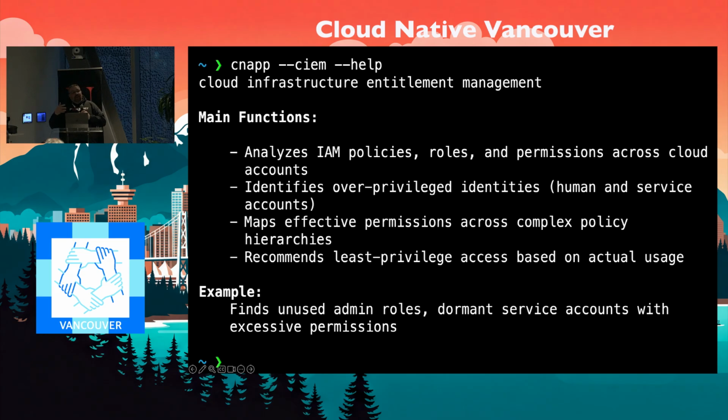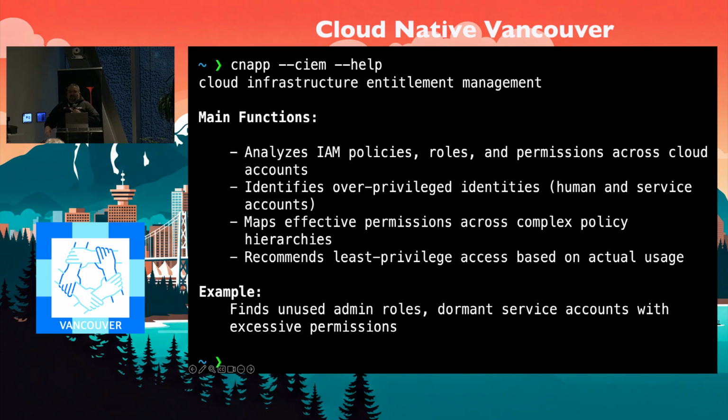It understands what permissions are being used inside of your cloud environment, and it will tell you if you have an identity that has entitlements that are not being used. Ideally, the best practice of security is to always apply the principle of least privilege, right? I don't want to give permission to an identity to do something that it doesn't need to do.